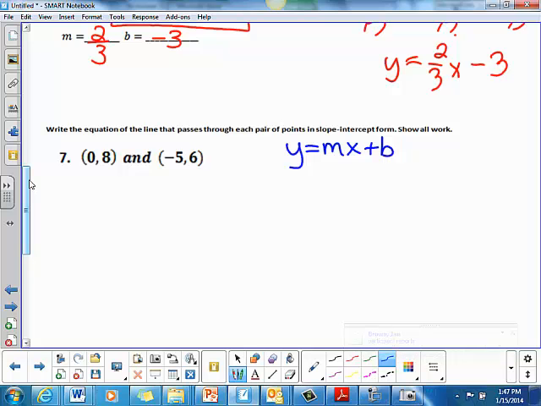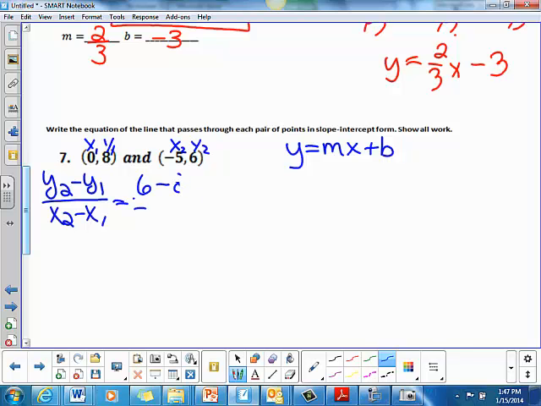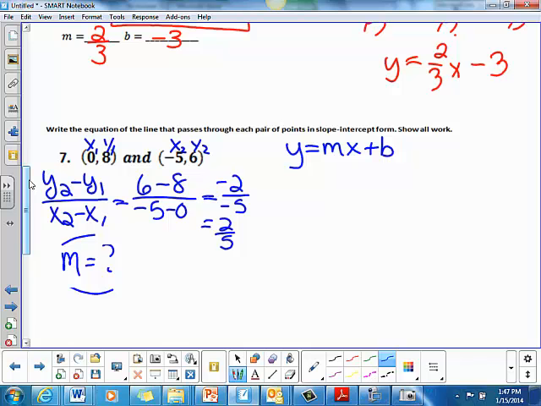Yeah, so you have to find m first. So how do I find m when I'm given 2 points? Yeah, good job. Awesome. y2 minus y1 over x2 minus x1. Okay. So x1, y1, x2, y2. So you're telling me that it's 6 minus 8 over -5 minus 0. That's -2 over -5, which equals 2/5, right? Because those negatives cancel out. So m equals 2/5. So I found slope. That's the first thing I need to do.